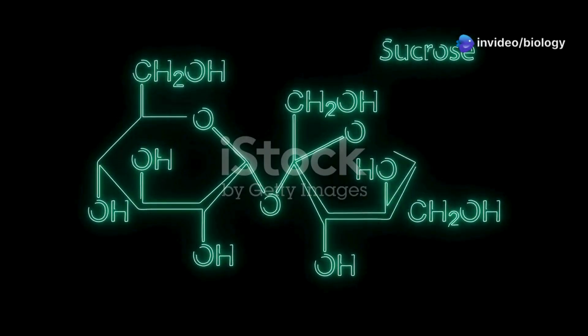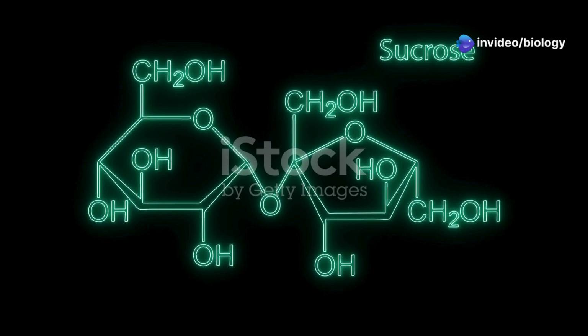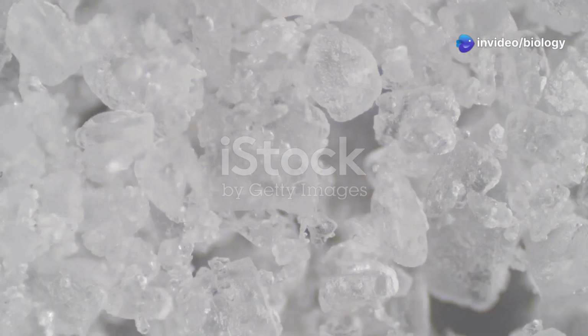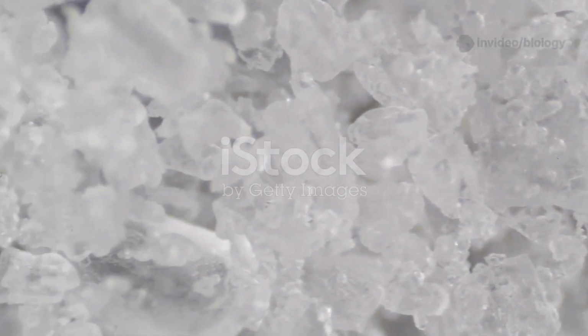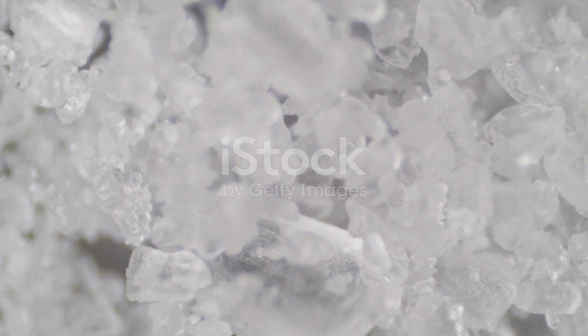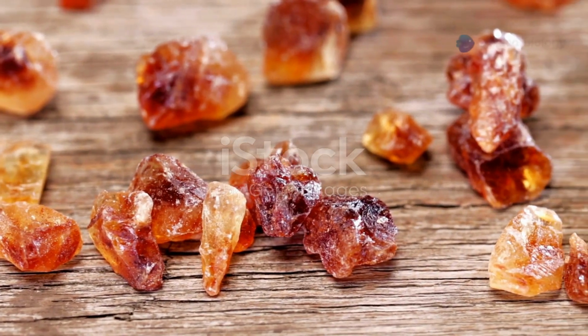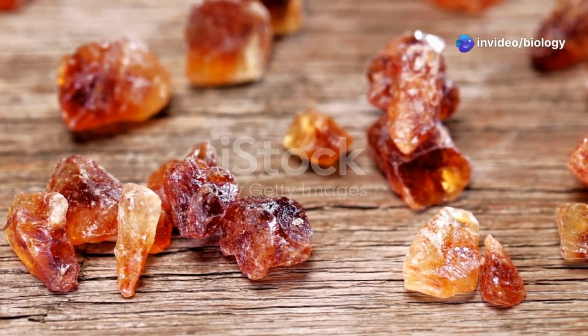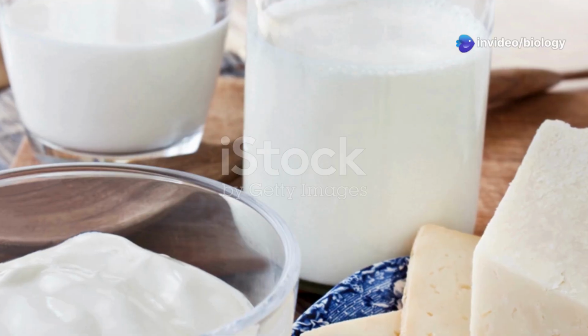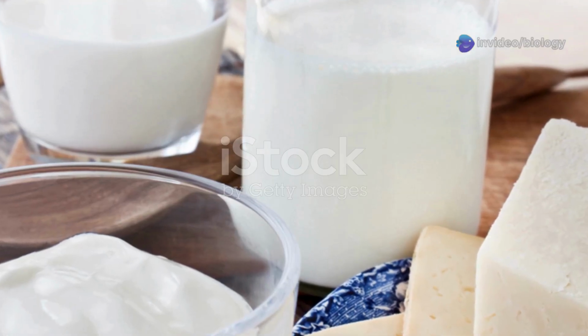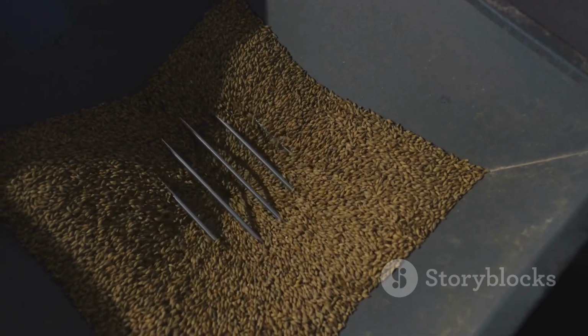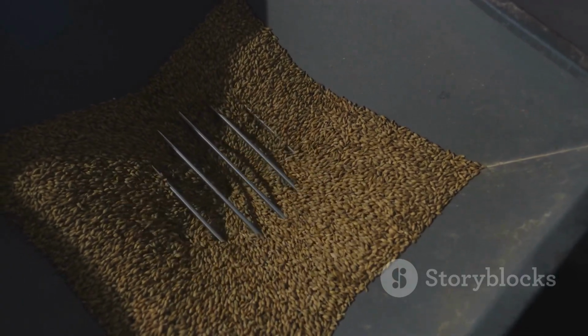Disaccharides, or double sugars, are formed when 2 monosaccharide units are joined together by a glycosidic bond through a dehydration reaction, where a molecule of water is removed. Some common examples include sucrose, which is composed of 1 glucose and 1 fructose unit, lactose, which is made up of 1 glucose and 1 galactose unit, and maltose, which consists of 2 glucose units and is often a product of starch breakdown.